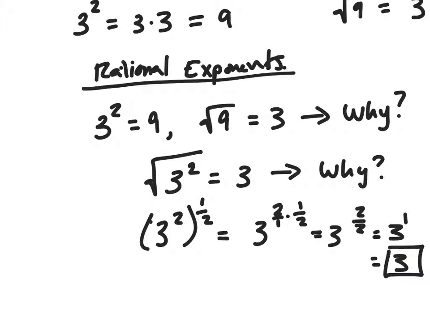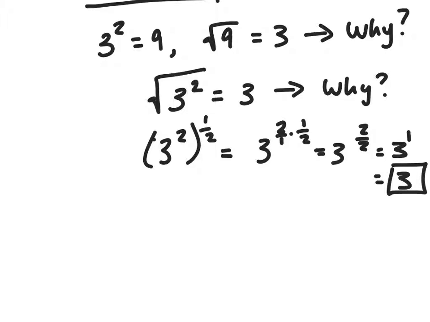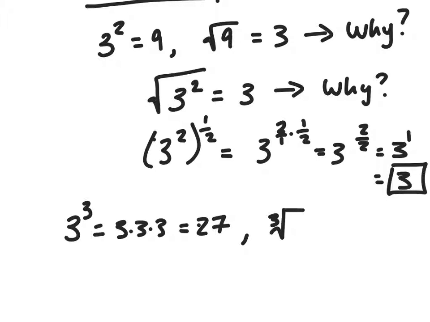Now let's think of something else, say 3 cubed. We know that to be 3 times 3 times 3, which is going to give me 27. To go backwards, if I wanted to take the cube root of 27, that's going to end up giving me 3. Why does that work? The cube root of 27 is really just taking 27 and raising that to the 1/3 power.